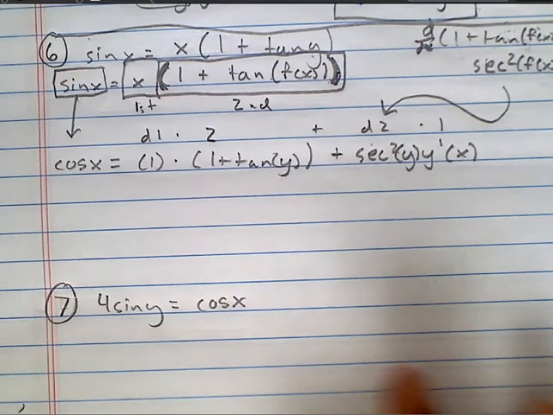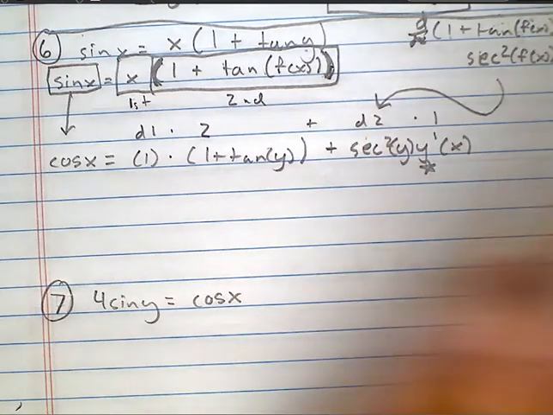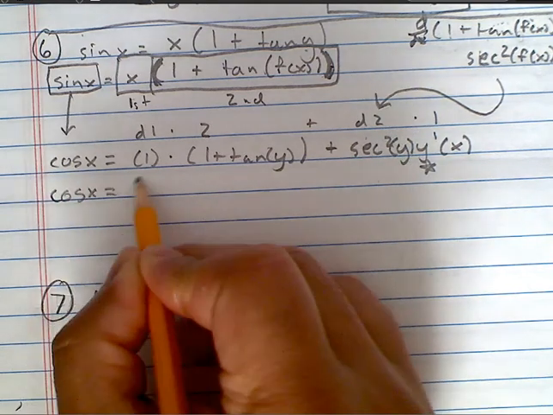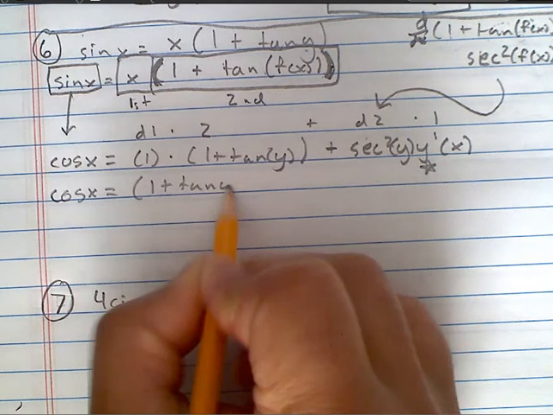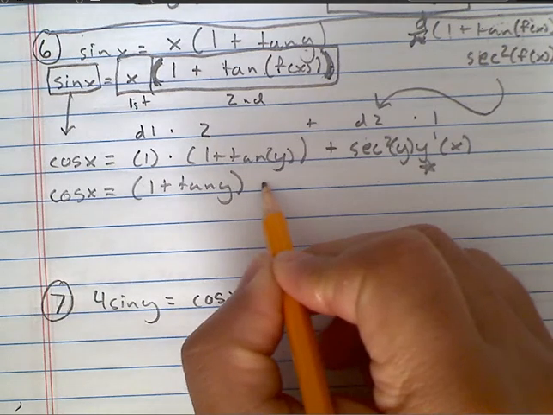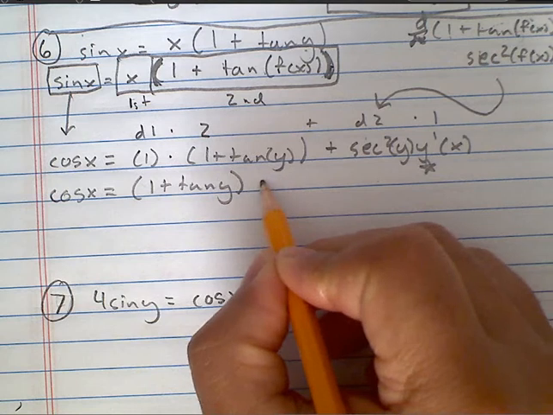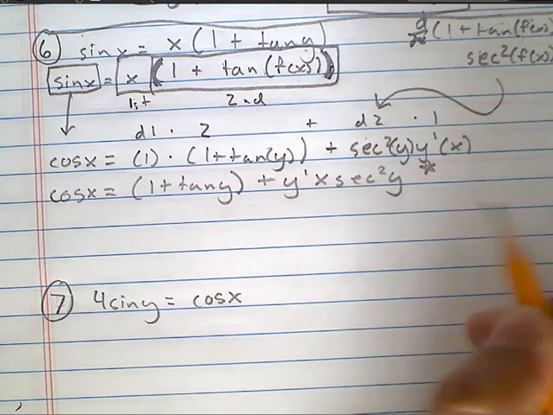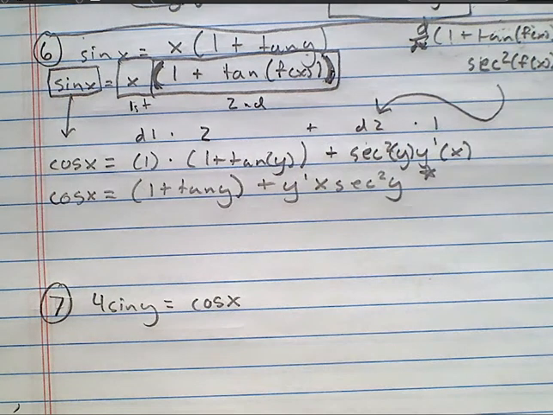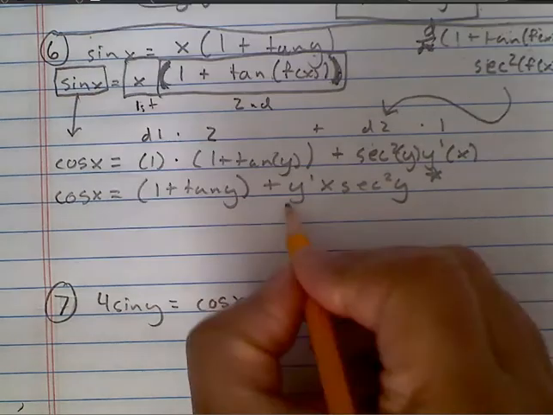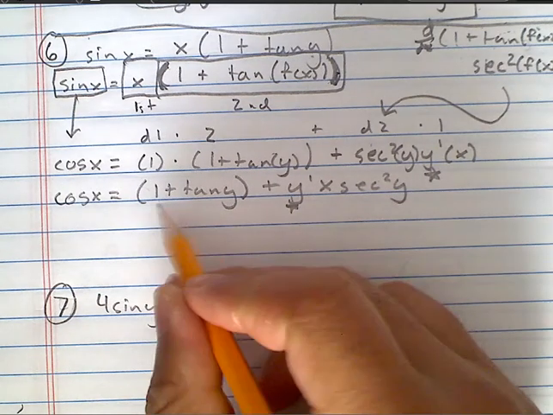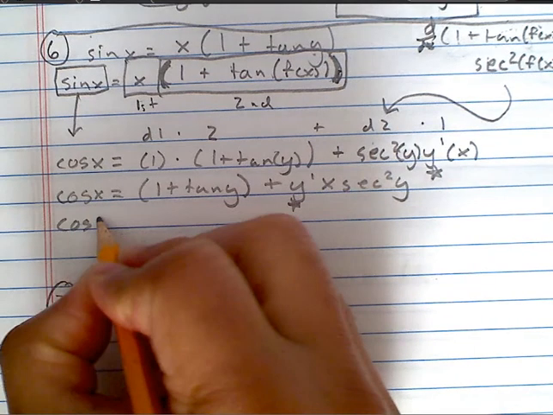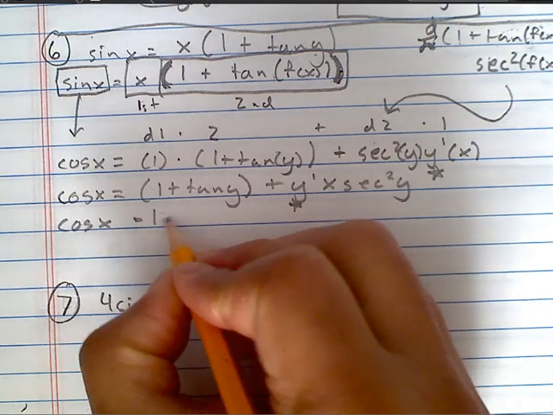Now what's our prize? Y prime is the prize. So let's write it nicely before we do any more work. Cosine x equals 1 plus tangent y, and I'm going to move this out front, plus y prime x secant squared y. Alright, so this whole thing I can minus over. I can keep it in the parentheses and minus, or I can just make them both minus. I'll make them both minus. Cosine x equals, or minus 1 minus tangent y.